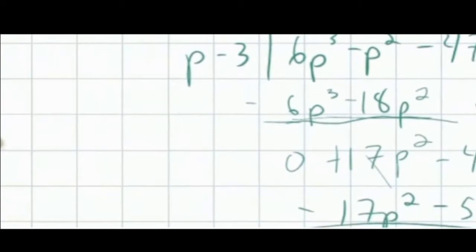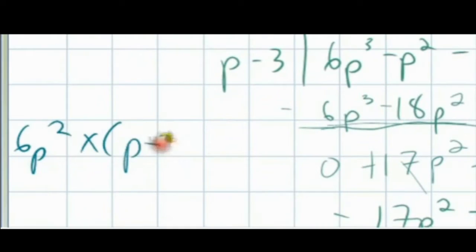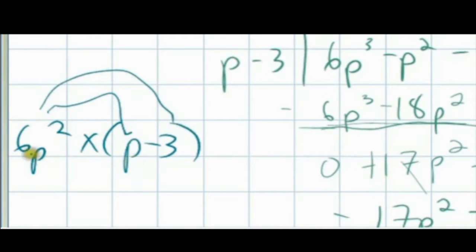So the next step after that is I write it up here. And then I say, what is 6p squared times the quantity p minus 3? And then that's how I ended up with this part. This part will be 6p cubed, and then this will be negative 18p squared. So that's what I did. And then I've subtracted these. So 6p cubed minus 6p cubed is 0. Negative p squared minus negative 18p squared is positive 17p squared.